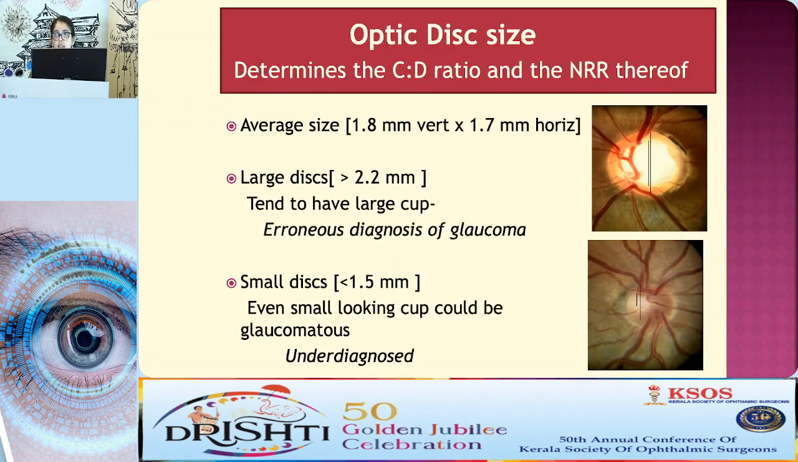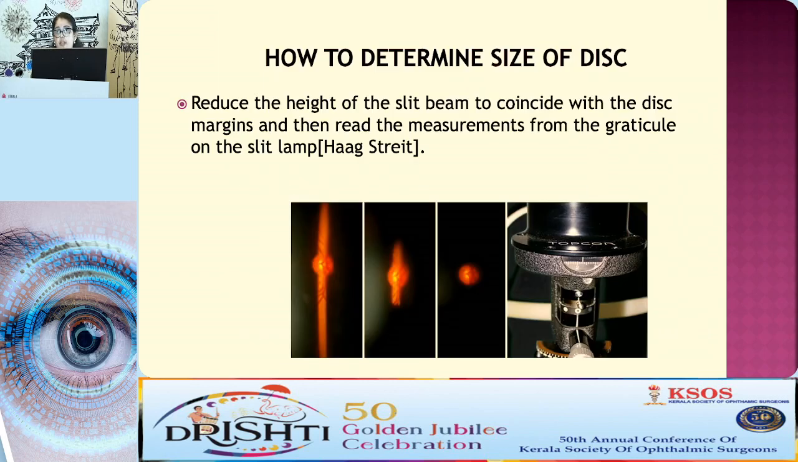So first is the disc size, which is very important because the size of the disc will determine the size of the cup disc ratio and the neuroretinal rim. So if it's an average size disc, the ISNT rule etc. will stand good. But if it's a large disc, the cup is also going to be large and we may overdiagnose glaucoma. Similarly, you all know that in small disc, even the slightest enlargement of the cup could be glaucomatous and we may underdiagnose glaucoma. So, disc size is a parameter which should always be kept in your mind. And with experience, we can always understand what type of a disc it is.